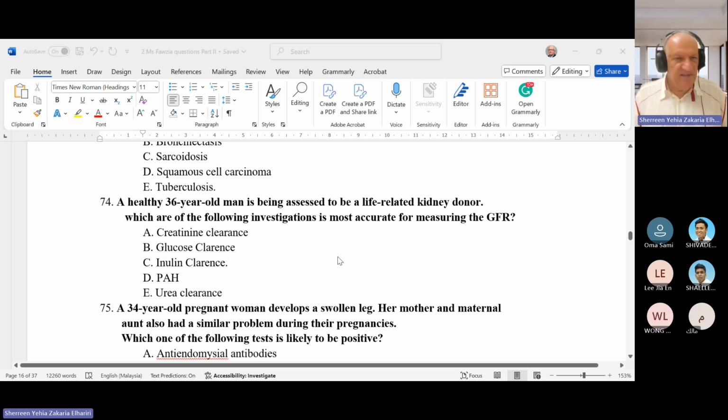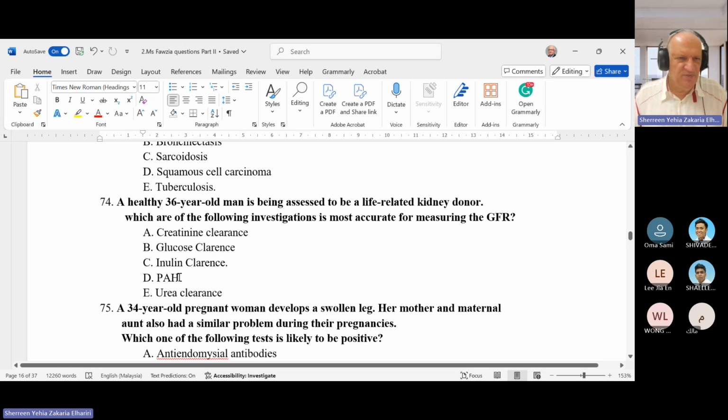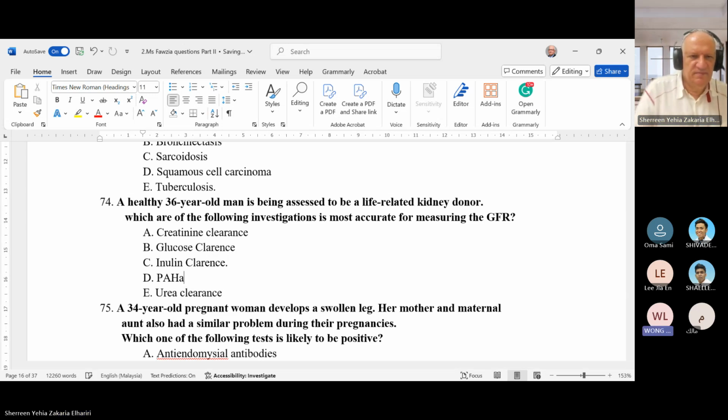A healthy 36 years old man is being assessed to be a living-related kidney donor. Which of the following investigations is most accurate to measure the glomerular filtration rate? Anyone know the answer? Inulin clearance. Yes, so this is correct. But what is para-aminohippuric acid used for? Renal plasma flow. Yes, renal plasma flow.